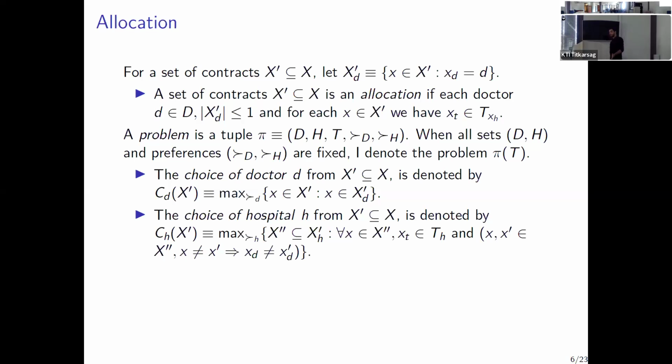For a set of contracts X prime, I denote by X prime D the set of contracts that concern doctor D. So basically, when I mention the preference, doctor D only has preference over the set X prime D. And a set of contracts is an allocation if, in this set of contracts, each doctor is concerned by at most one contract. As I said, it's many-to-one. And I add a second condition, which is a feasibility condition: any term that is used in the allocation X prime must be available at the given hospital.